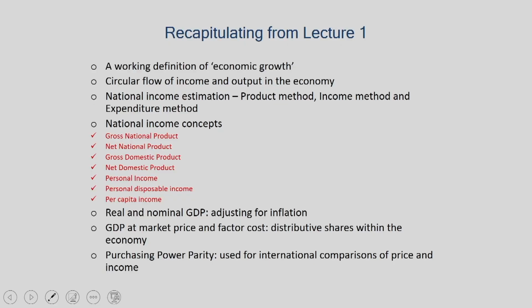After looking at the circular flow of income and output in the economy, we also studied the national income estimation methods. There are three broad methods: the product method, the income method and the expenditure method. We briefly discussed what these methods are, and how to avoid double counting. And then we specifically picked up some of the important national income concepts such as the gross national product, the net national product, the gross domestic product, the net domestic product, personal income, personal disposable income and per capita income.